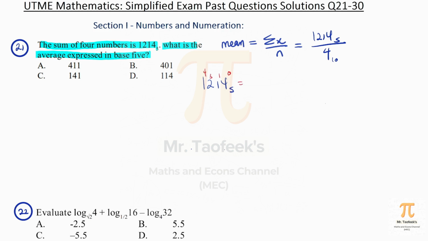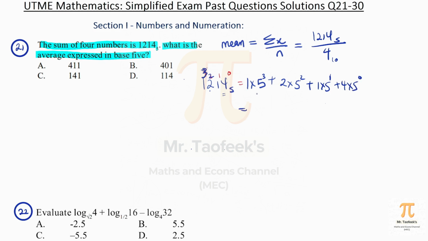And then the next thing is what? You multiply each of the numbers by the power. I meant 0, 1, 2, and 3. This is meant to be 3. Okay, so 1 times 5 to the power of 3, plus 2 times 5 to the power of 2, plus 1 times 5 to the power of 1, and then the last one, which is 4, plus 4 times 5 to the power of 0.